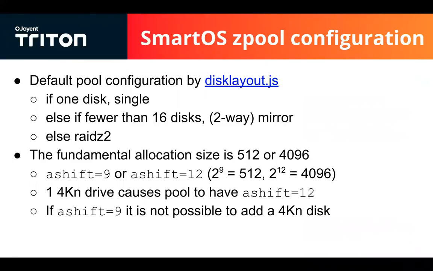So by default, when you provision a compute node, the pool configuration is chosen by disklayout.js. Pretty obvious what happens with a single disk. If there are fewer than 16 disks, it defaults to a two-way mirror. Otherwise, it goes to RAIDz 2. And the smallest block size that ZFS will use is based upon the makeup of the disks in the pool. So if you have even a single disk that's a 4KN disk, you're going to end up with ashift equals 12. 2 to the 12th equals 4K.